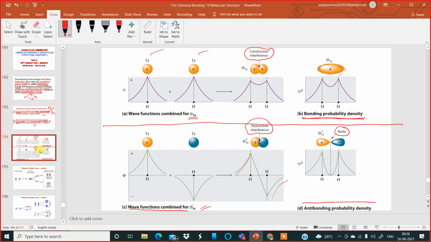Electrons are not found in the nodal region. They are absent. That's why it is an empty space which is given the name node, whereas electrons are found behind, over here. So that is the anti-bonding molecular orbital. This diagram should help you understand constructive interference resulting in the formation of bonding molecular orbitals, as well as destructive interference resulting in the formation of anti-bonding molecular orbitals.